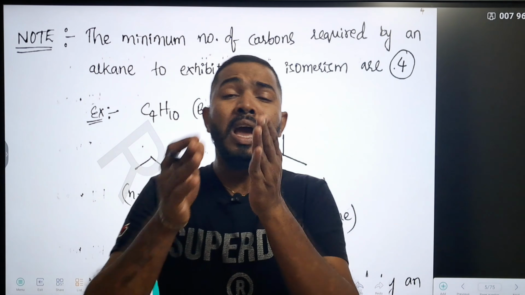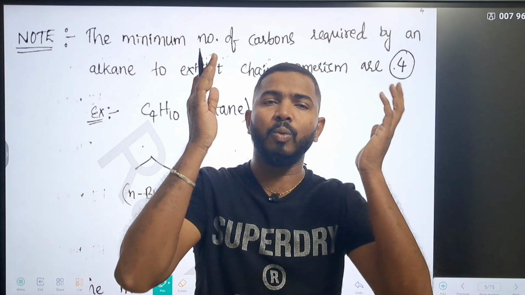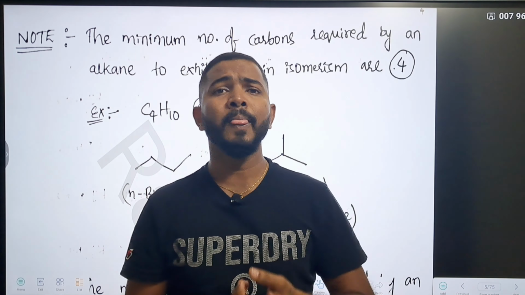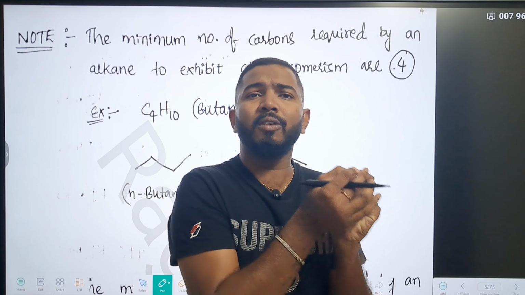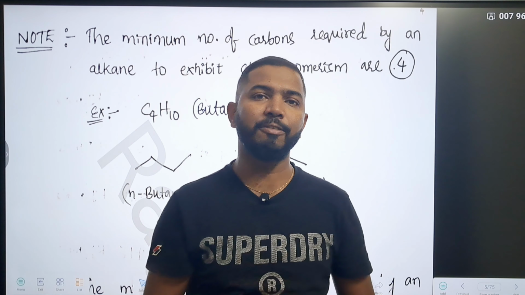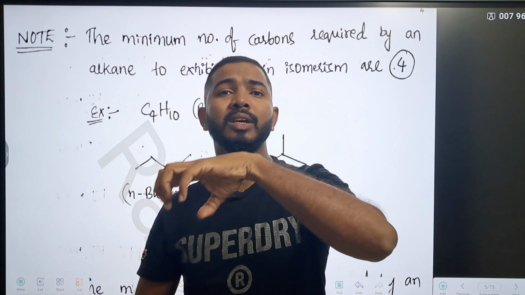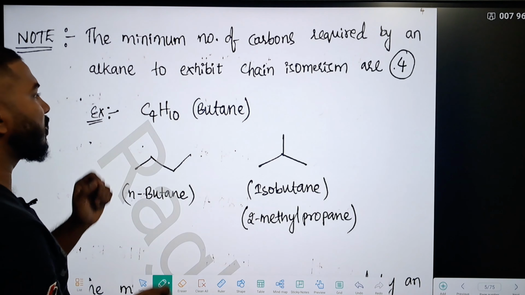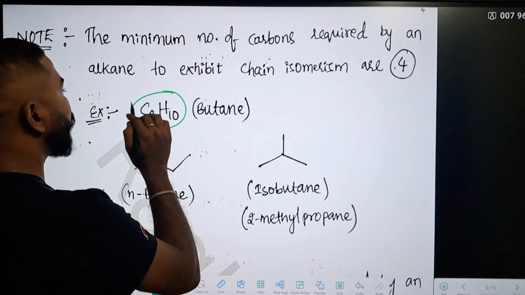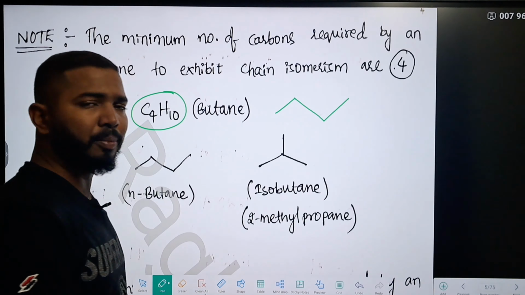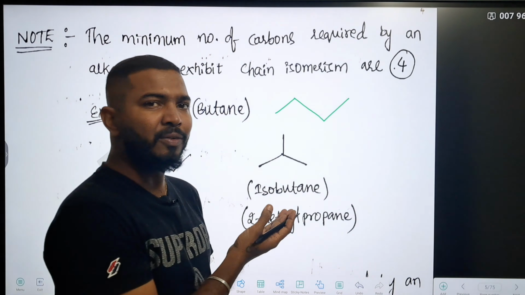Just try to understand what we mean by chain isomerism. The molecular formula of the compound must be the same, but the number of carbons in the parent chain must be different. What does it mean? Suppose we take C4H10 as an example, so we have 4 carbons. Yes, we can arrange all 4 in one particular parent chain, that is butane. Simply we can take butane.